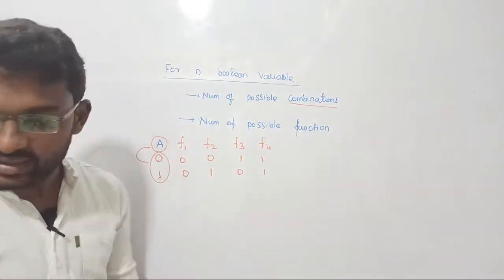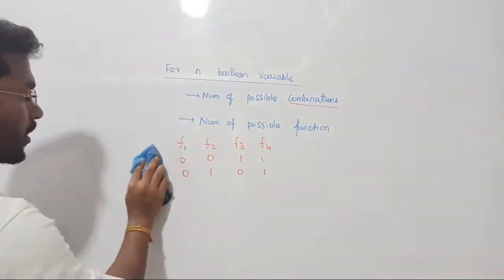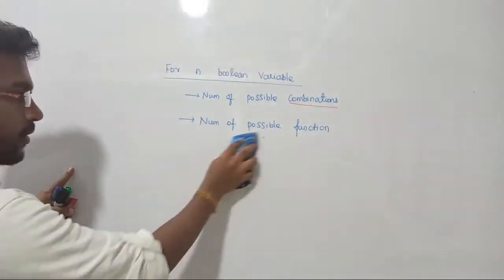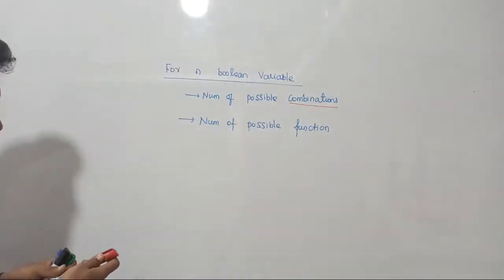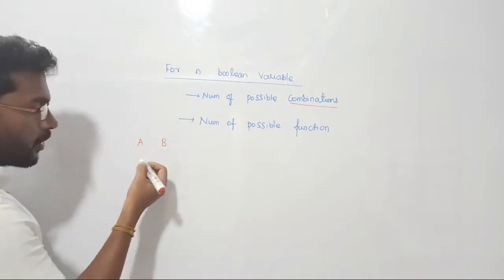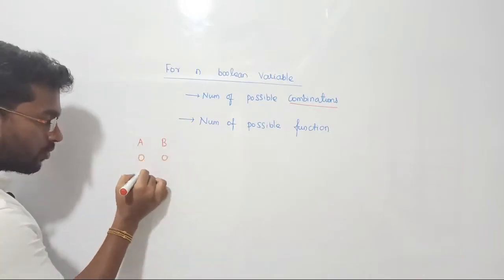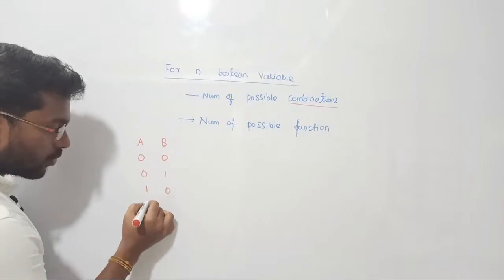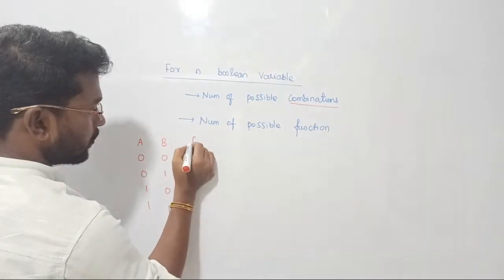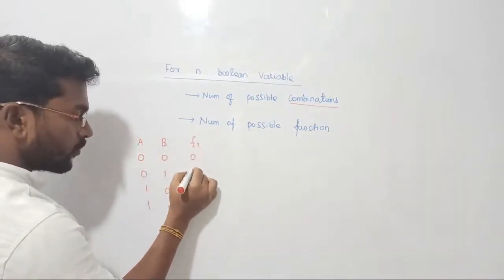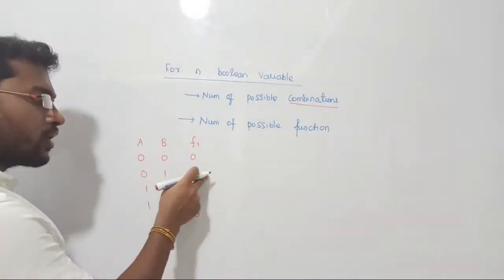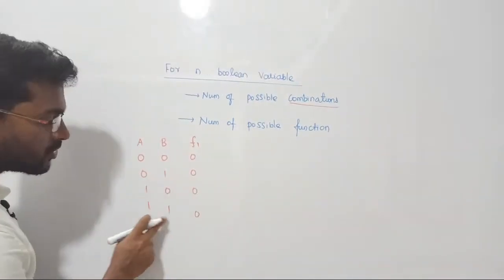Let us extend our discussion. Let me consider two variables now, a and b. If I have a b as 0 0, 0 1, 1 0, 1 1, there are four possible combinations. Its correspondent function, first one, might be all 0. For 0 0 you might get 0, for 0 1 also you are getting 0, for 1 0 also you are getting 0, for 1 1 also you are getting 0.